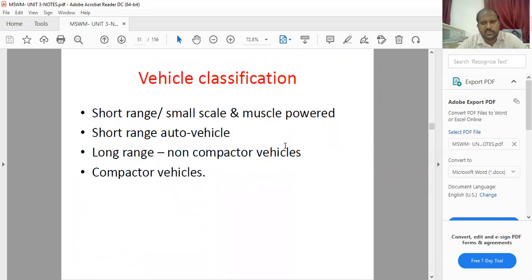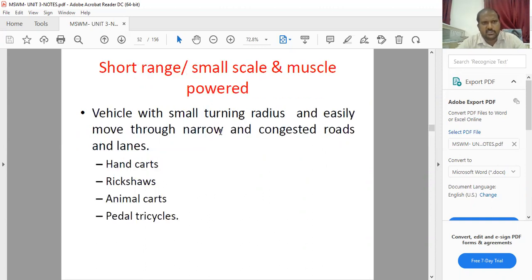Vehicle classification. The first one is short range and small scale, which must be covered. The second one is the short range auto vehicles. The third one is the long range non-compactor vehicles. And the final one is compactor vehicles. The first one is short range small muscle powered vehicles. These are vehicles with a small turning radius that easily move through narrow and congested roads and lanes.